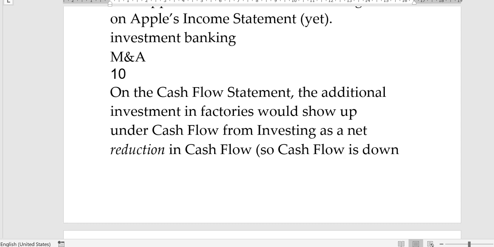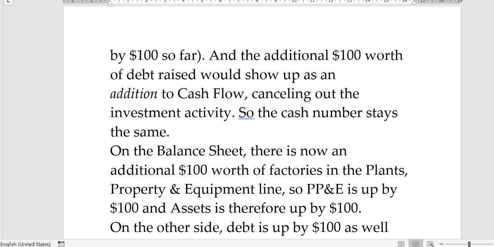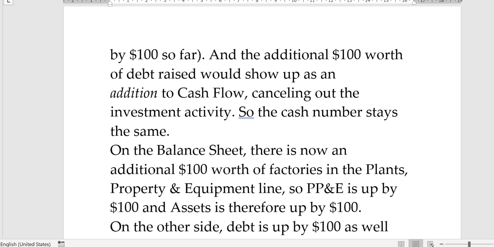On the cash flow statement, the additional investment of 100 in the factory shows up under cash flow from investing as a net reduction in cash. The additional 100 of debt raised shows up as an addition to cash, because we receive the cash when the debt is raised. It cancels out the investment activity, so the cash number stays the same.